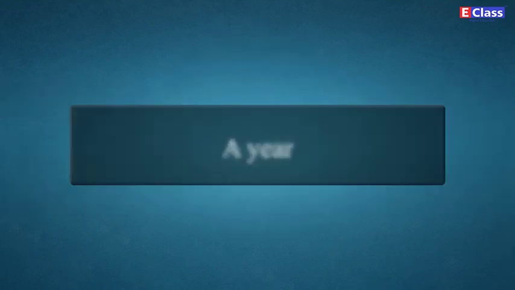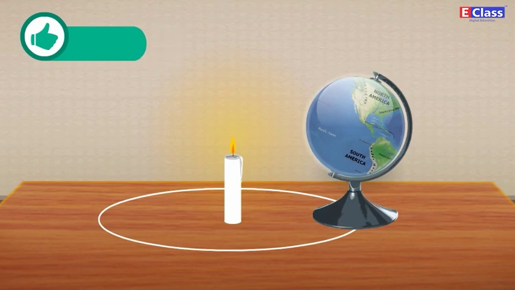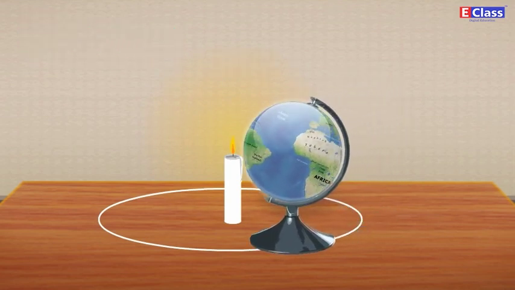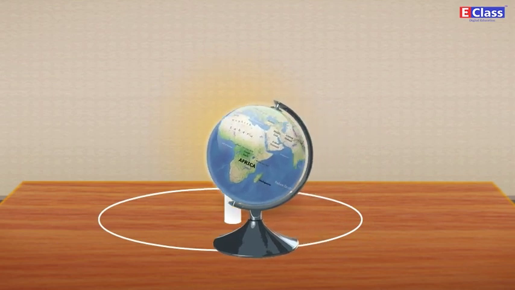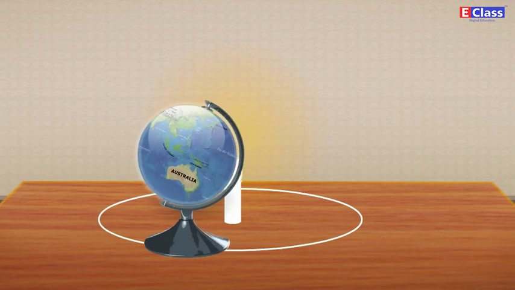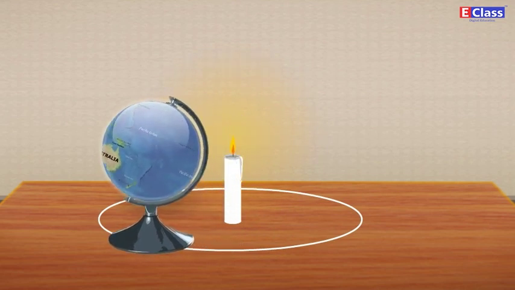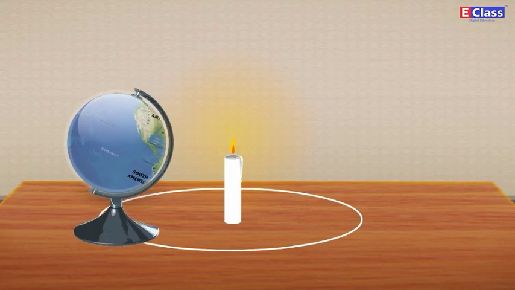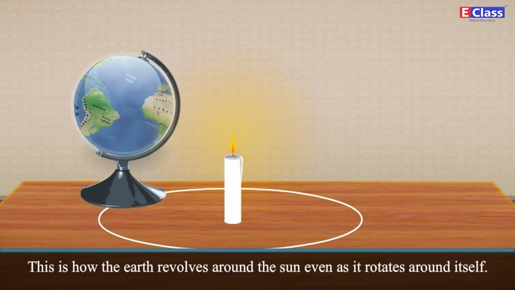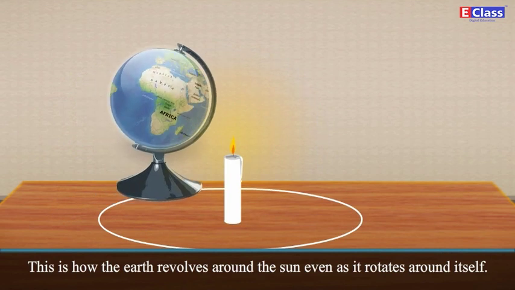A year. Try this. Now, move the globe along the circle on the table. As you do this, keep rotating the globe and ensure that the axis doesn't change its orientation. Eventually, the globe will come back to its original place on the circle. This is how the Earth revolves around the sun even as it rotates around itself.